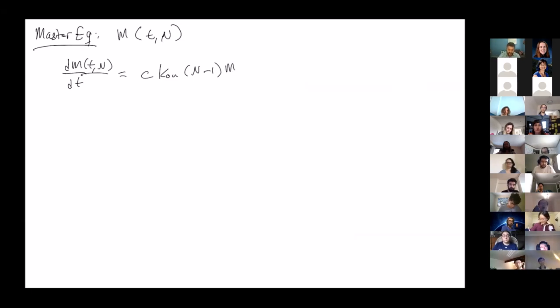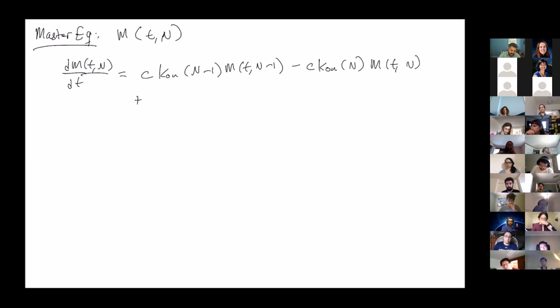So that's going to be C times the n minus 1 on rate times the concentration of n minus 1 sized polymers. If I add on a monomer to my n sized polymer, that becomes an n plus 1 sized polymer, and so that's no longer an n sized polymer. So I have to subtract C times k on of n times the current concentration of n sized polymers.